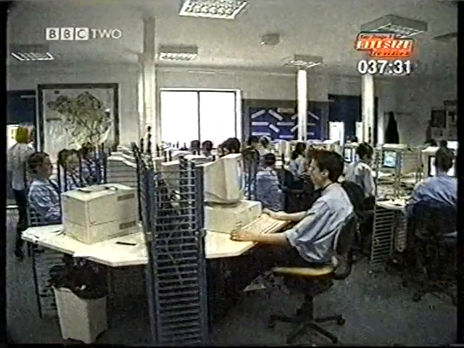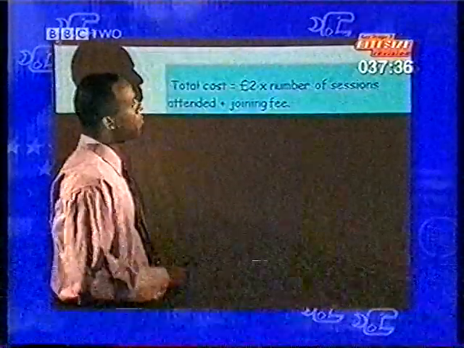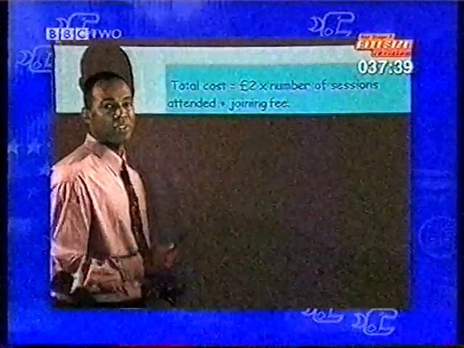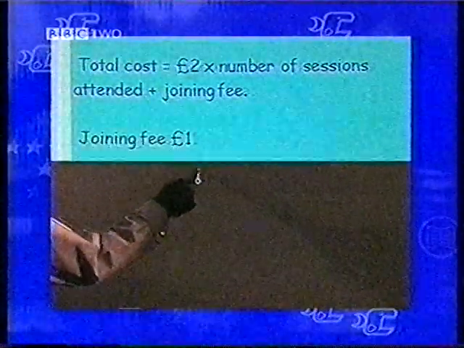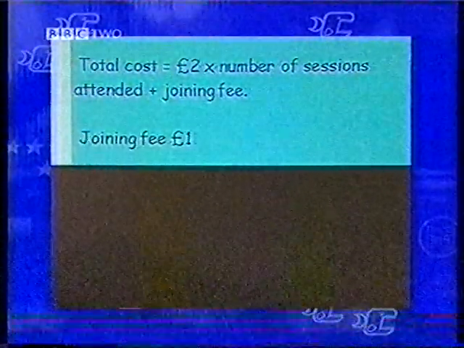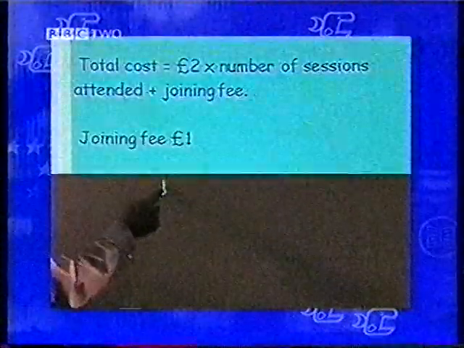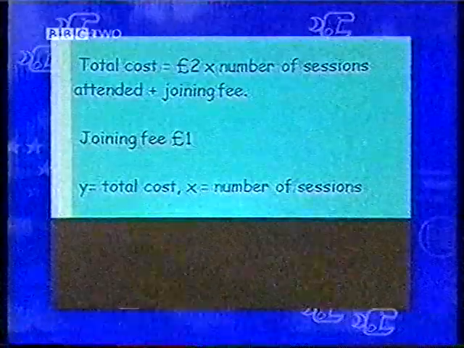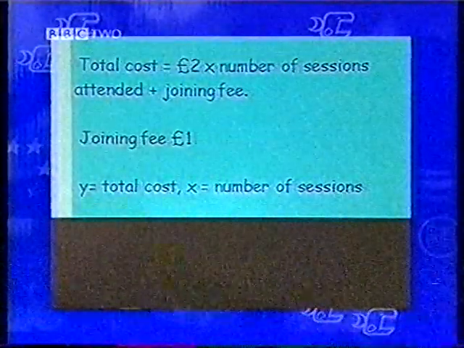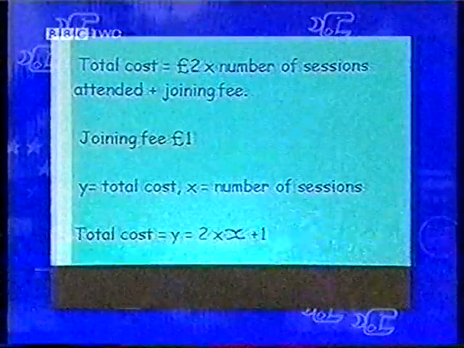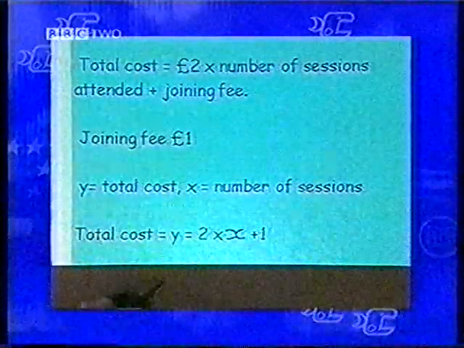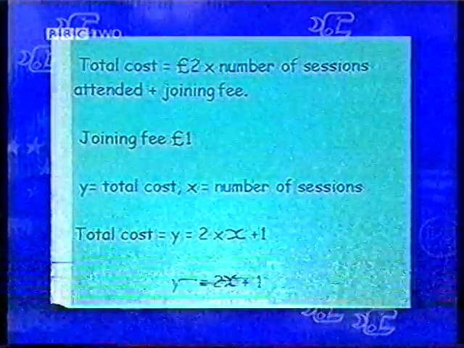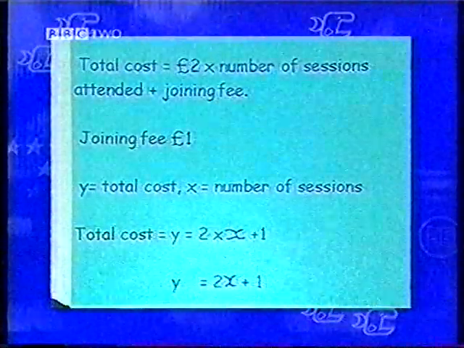Let's go to our expert for more information. The total cost in pounds for each student equals £2 for each session attended, so £2 times the number of sessions plus a fixed joining fee. Now the cost of that joining fee is £1. Right, so if we use y to represent the total cost and x to represent the number of sessions, then the total cost equals y, which equals 2 times x plus 1. And we can also write that like this: y equals 2x plus 1.